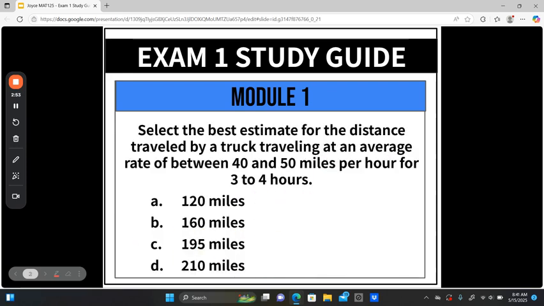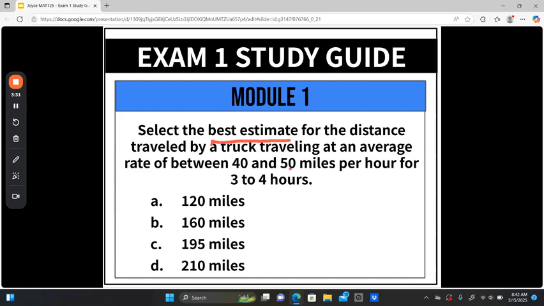Okay. Select the best estimate for the distance traveled by a truck traveling at an average rate of between 40 and 50 miles per hour for 3 to 4 hours. Okay, so I notice here that it asks for the best estimate, so we're not going to end up with an exact answer. But let's take the average speed, and then let's also take the average time that the truck could have been traveling, and let's see what we can do with that.